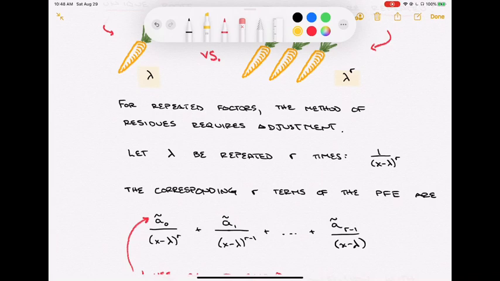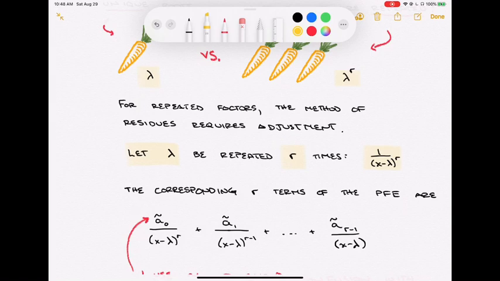We're going to go ahead and look at the case where we have a root lambda that is repeated r times. What that means is that the denominator has a factor like this: x minus lambda raised to the r power. The corresponding terms of the partial fraction expansion associated with that repeated root, and there could be other roots, those other roots would have just standard terms like we'd seen before. But for this repeated root, we need r different terms, and they all need to be different.